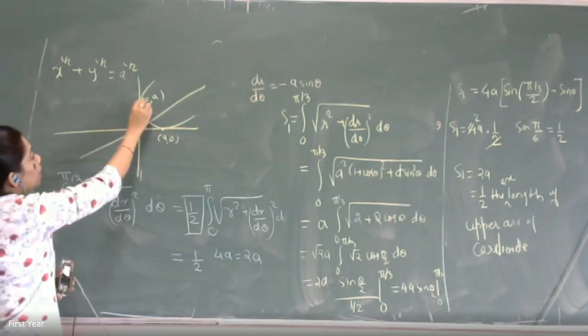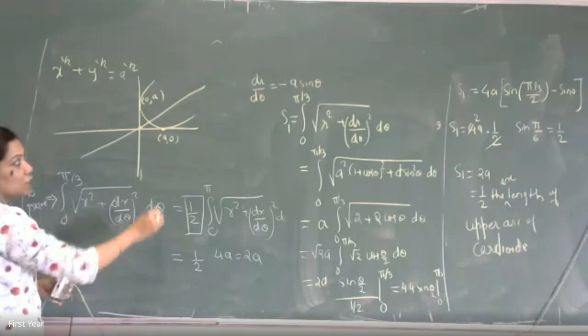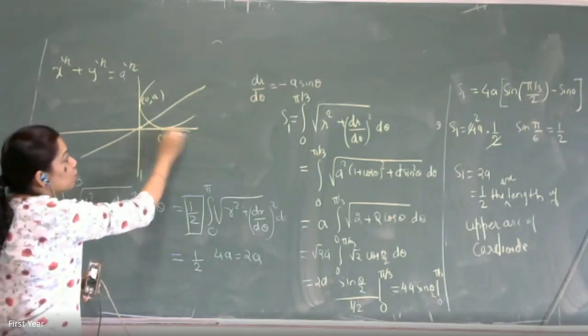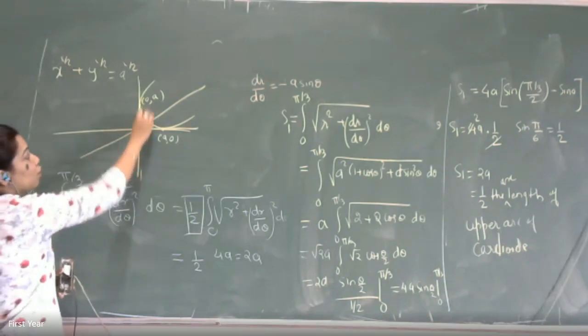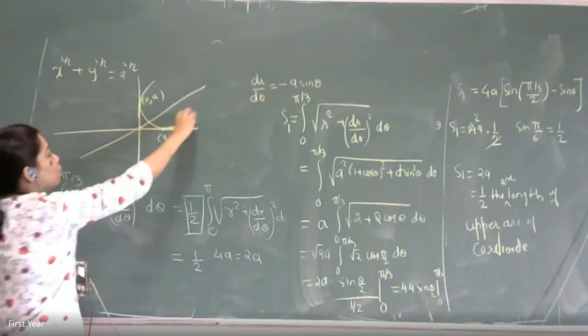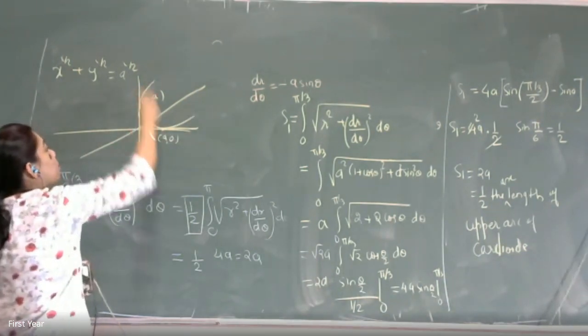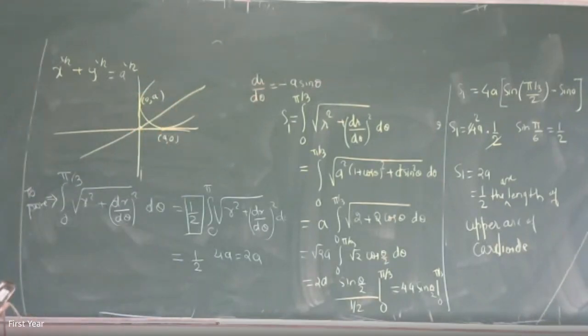Then you have to find dy by dx at this point and dy by dx at this point. Here dy by dx comes out to be 0 and here dy by dx comes out to be infinity, and it is not passing through origin. So if it is joining this point smoothly, then it will come like this and go up. Okay, right?